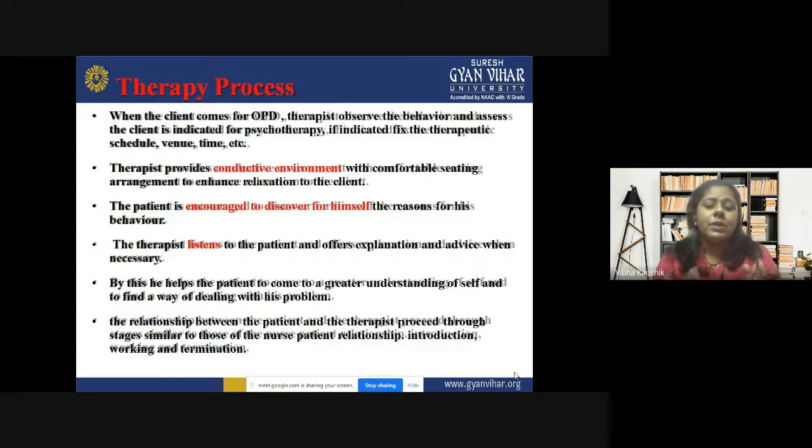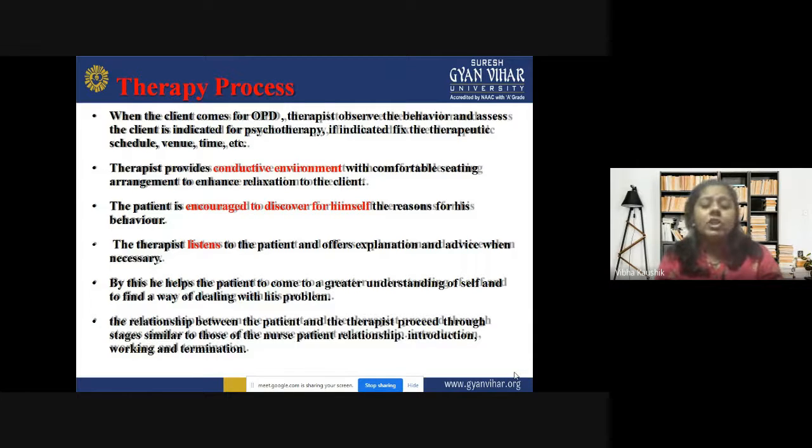By this process, when the therapist asks the patient to speak, the therapist comes close to the patient so that he can understand better, gain a greater understanding of self, and find a way of dealing with his problem. All this is done by the therapist so that he can understand the client better and find a way of dealing with his problem.